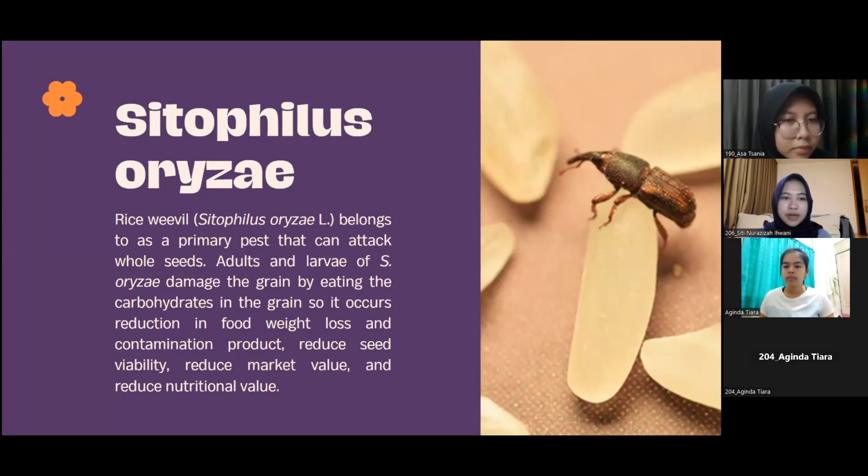So I will explain about Sitophilus oryzae. This belongs to a primary pest that can attack whole seeds. Adults and larvae of Sitophilus oryzae damage the grain by eating the carbohydrate in the grain, so it causes reduction in food weight, loss and contamination of product, reduced seed viability, reduced market value, and reduced nutritional value.